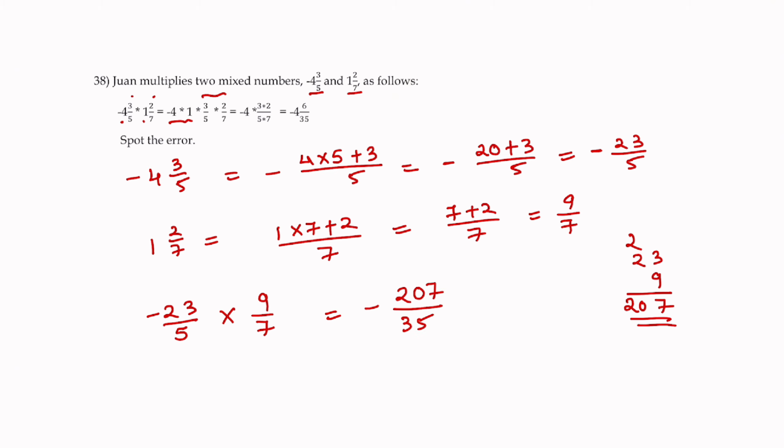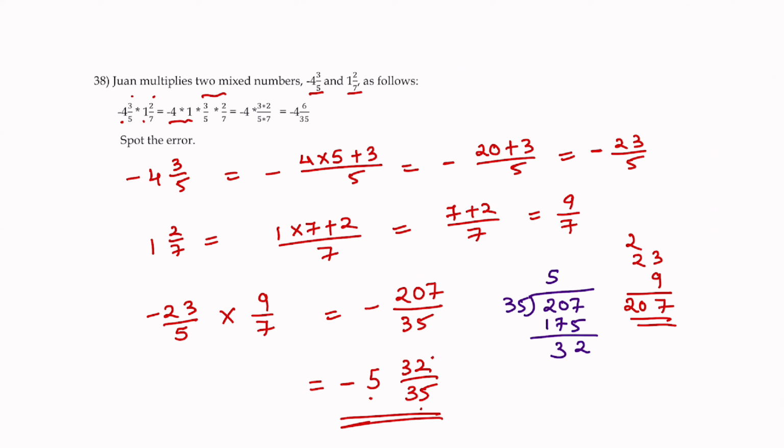And now you divide this again to get a mixed number. So let's do the division here. 207 divided by 35. 35 times 5 is 175. Okay, so we will try with 5 here. So that's 175. So we get 32 here. 207 minus 175 is 32, so 32 is the remainder. So the answer is minus 5, 32 upon 35, right? We write the quotient here, the remainder here, and the divisor here. So this is the answer.